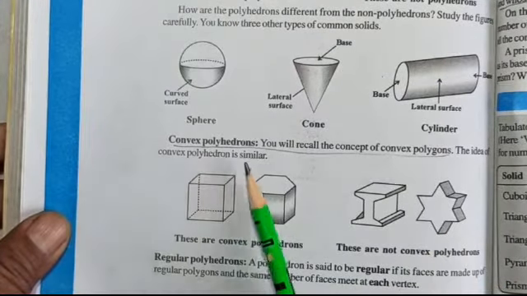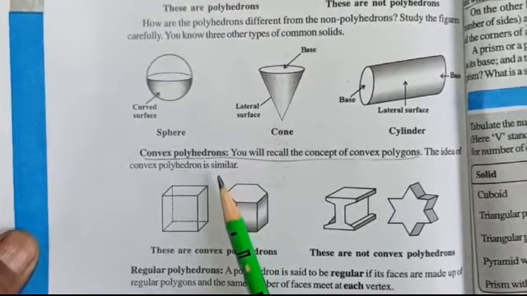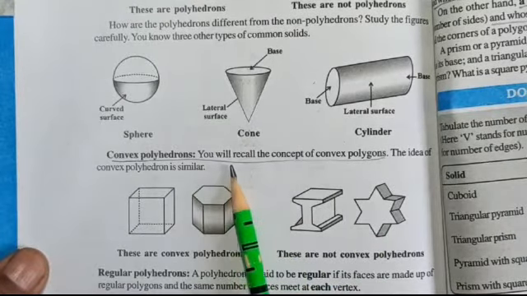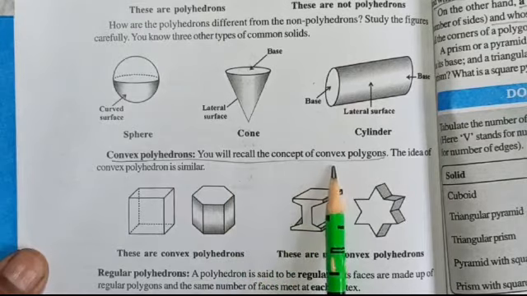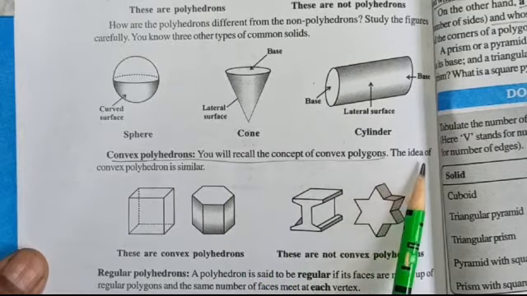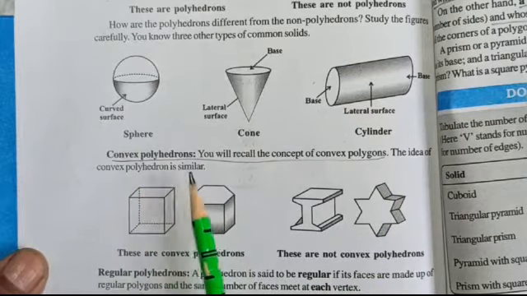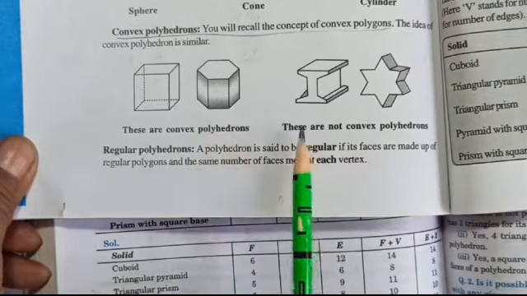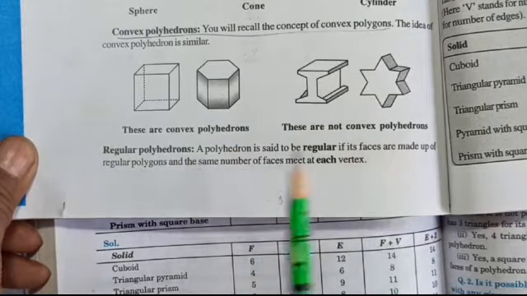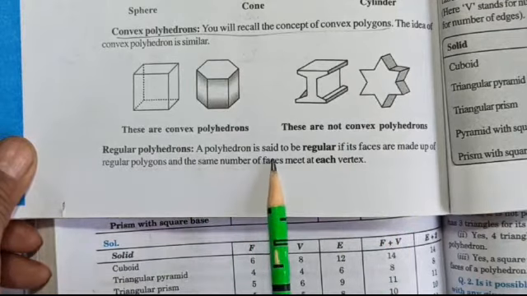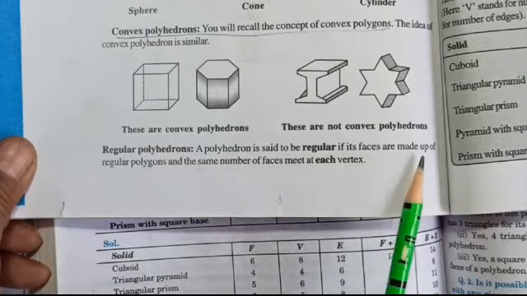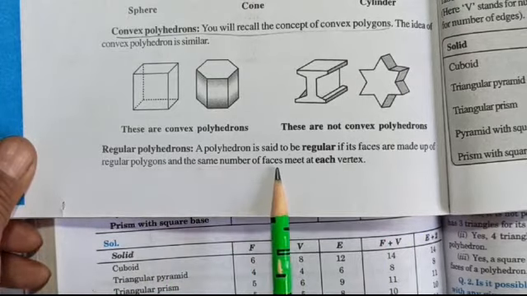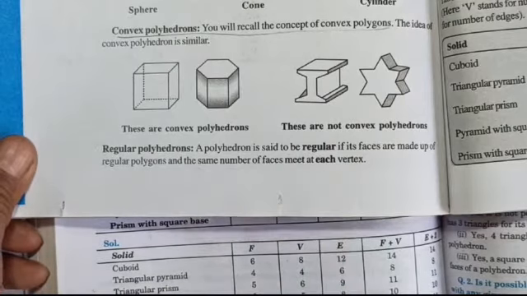Next is convex polyhedron. We will recall the concept of convex polygons. The idea of convex polyhedron is similar. These are convex polyhedrons, and these are not convex polyhedrons. Regular polyhedron. A polyhedron is said to be regular if its faces are made up of regular polygons and the same number of faces meet at each vertex.